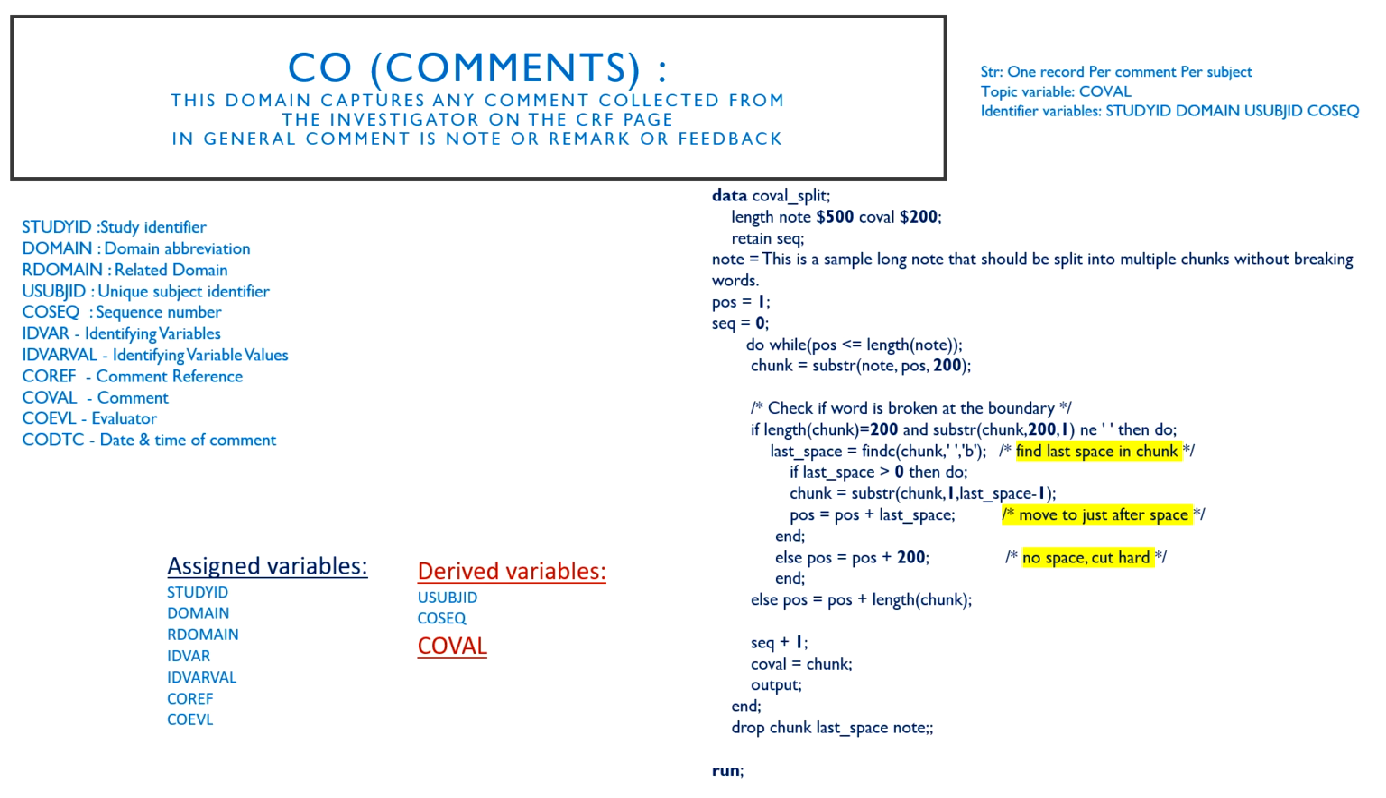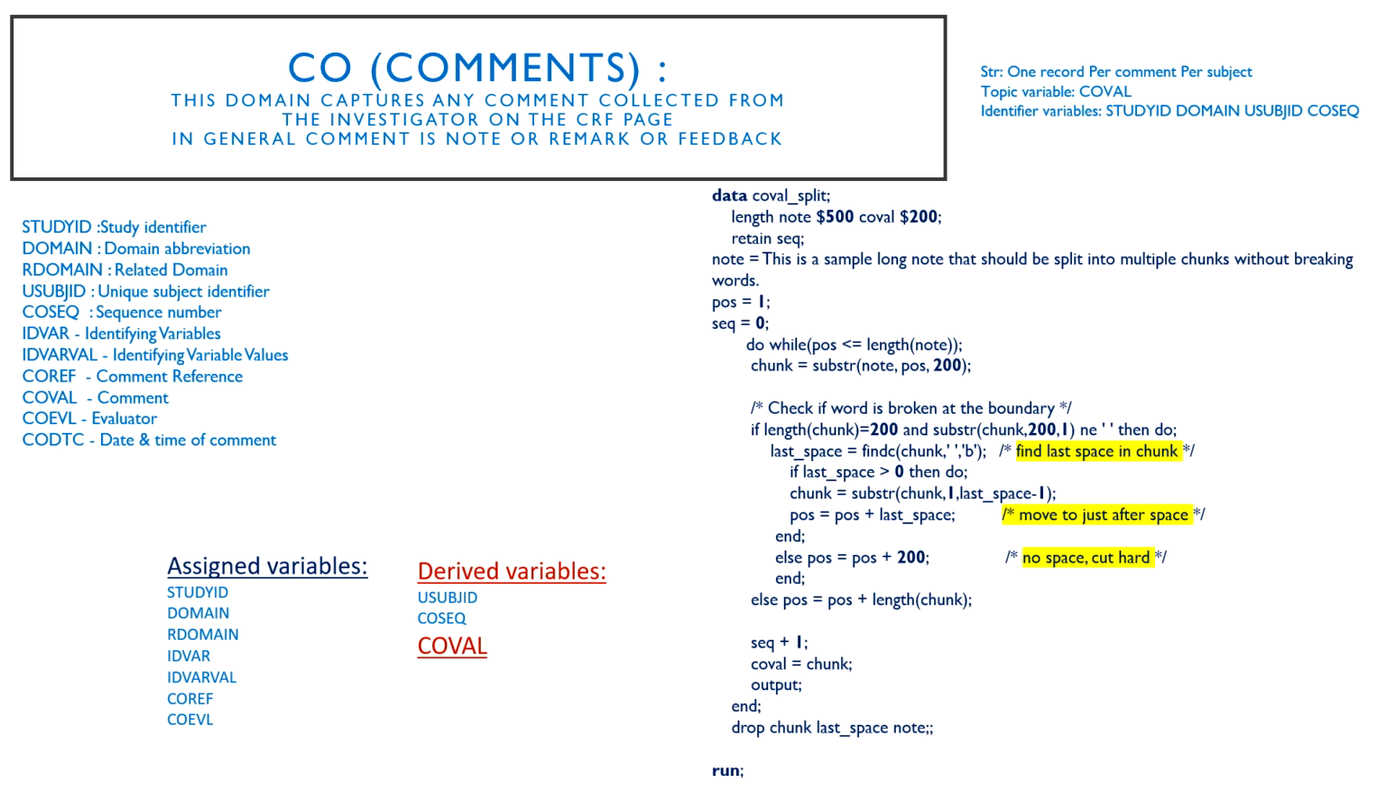Then do last space equal to find of chunk, space comma b. Here we are finding the last space in the string. If in case anything is missing, what to do? If we get one value, that value should be greater than 0. Then do: substr, assigning the chunk again as substr of chunk 1 comma last space, wherever that last space is, minus 1. Then position is equal to position plus that last space value, again assigning.